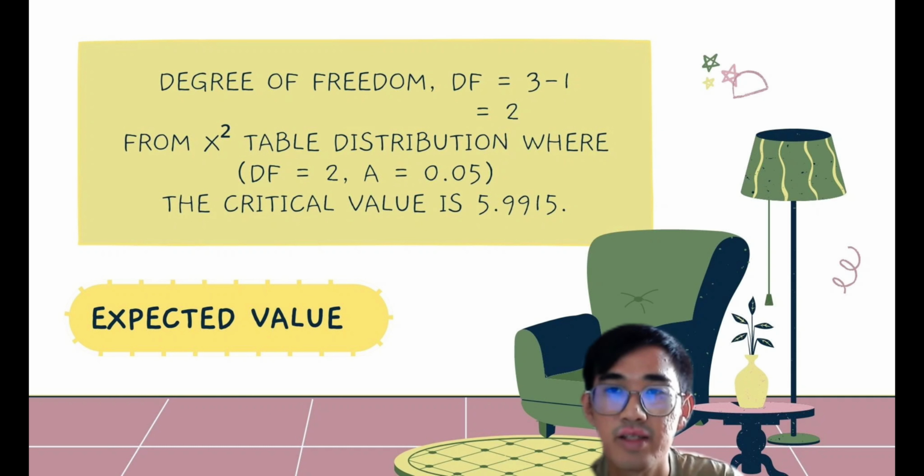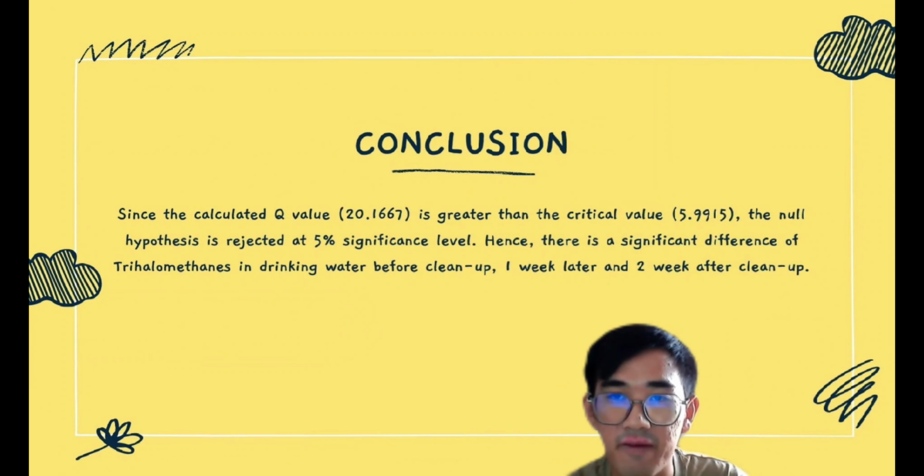The very last thing is to compare both the calculated value and the critical value before making a conclusion. The degree of freedom is 2, hence based on the chi-square distribution table, the critical value is 5.9915. Since the calculated Q value is greater than the critical value, the null hypothesis is rejected at the 5% significance level. This result shows that there is a significant difference in trihalomethane in drinking water during these periods.